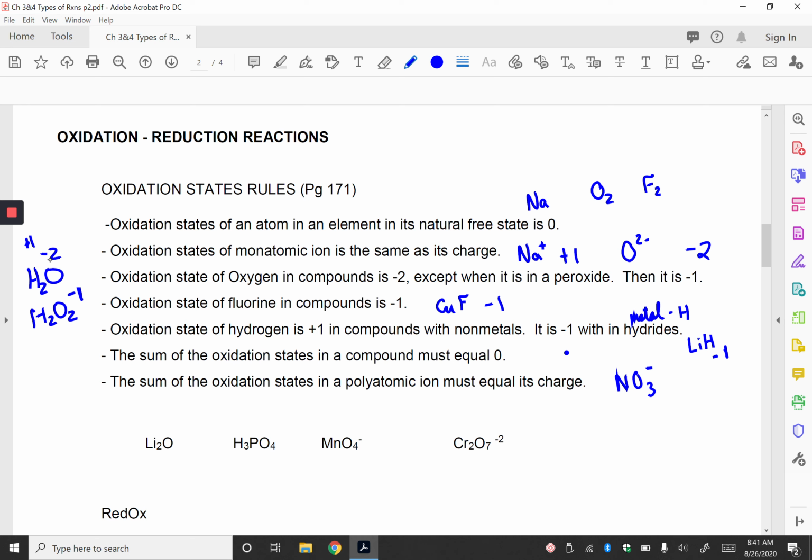So for Li2O, we don't see any rule about lithium here, but we do see a rule about oxygen. It says in compounds it's -2.